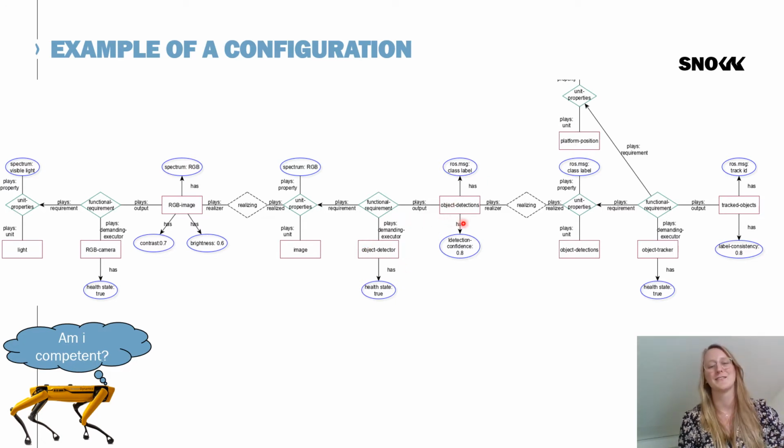Our object detector delivers these object detections that are required with this class label via this ROS message. Therefore, this realizing relation is valid. And the confidence is also pretty good for this output. The same goes for the object detector, which needs an RGB image. This RGB image is output by the RGB camera in the correct spectrum, with fine contrast and brightness.